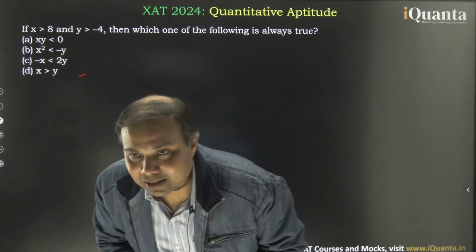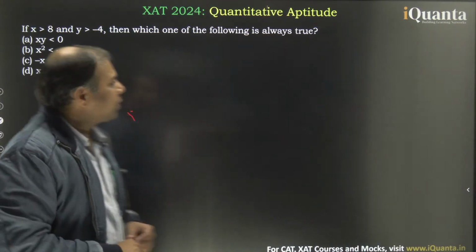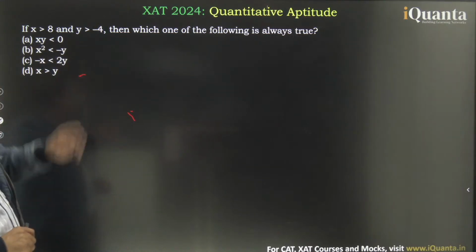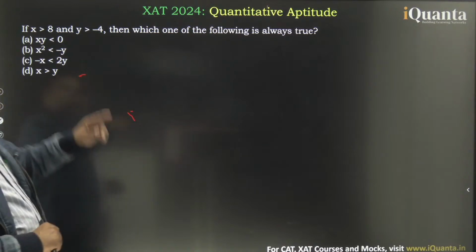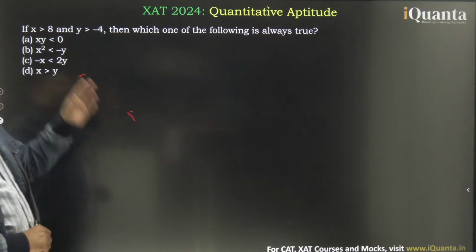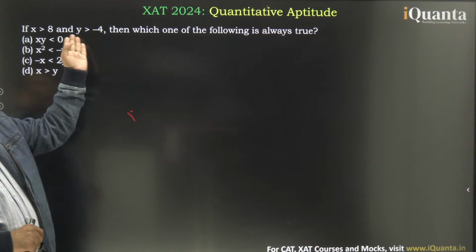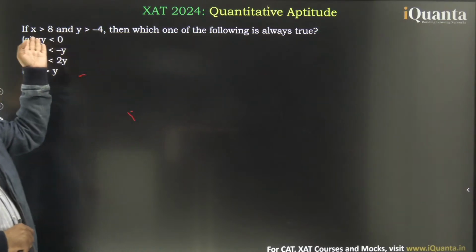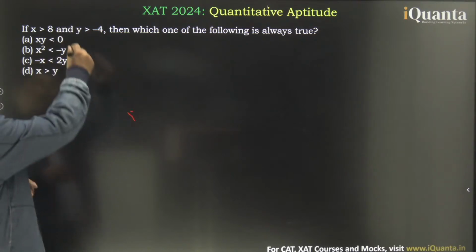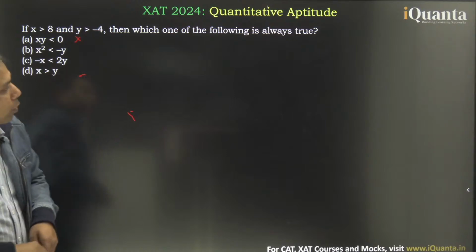Yes, many of you are writing the right answer now. Option C is the correct answer. We just need to see whether we can negate the given options. The first option says the product of x and y is less than 0. Can we negate this? Yes, because y is more than minus 4, I can take any positive value of y, and x is already positive, it's more than 8. So the product need not be negative. So the first option is negated. Like that we can easily find out the relation.